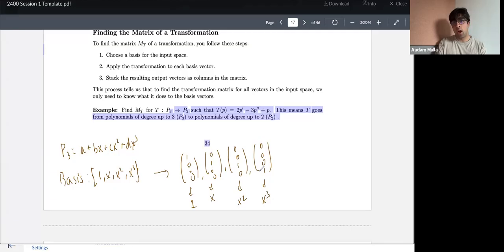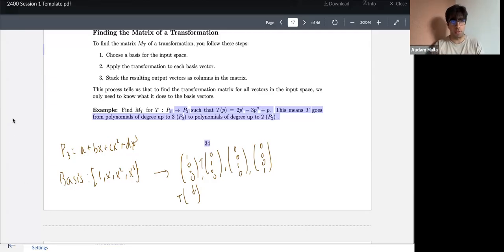So now we can take any combination of these vectors we want, and we can get any polynomial. If I take 3 of this, 5 of this, and 7 of this, I've made 3 plus 5x squared plus 7x cubed. So now we have a basis for our input space. Then we apply the transformation to each one of these basis vectors. If the transformation is T, we do T of this guy, T of this guy, T of this guy, and see what comes out. Then we stack those output vectors as columns, and that's how we form MT.